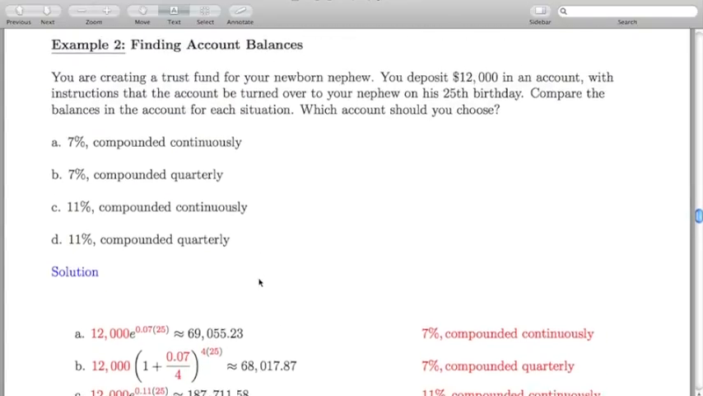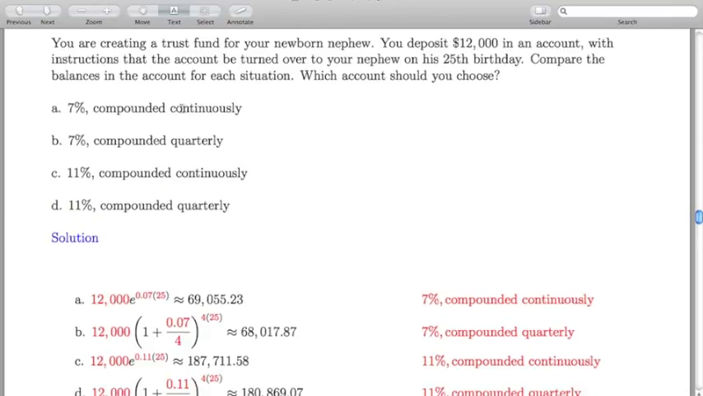So for A, if we're doing 7% compounded continuously, we use that second equation that we just gave. So it's just going to be your P times e to the power of rt. Your P, your initial deposit, was $12,000. Your rate is 7%, so that's where the 0.07 comes from. And it says 25 years from now. He is your newborn baby nephew, on his 25th birthday. So that's 25 years from now. Then if you calculate that, you get approximately this.